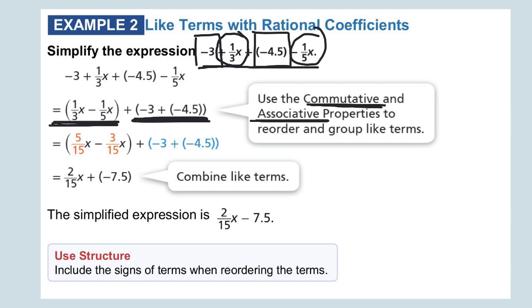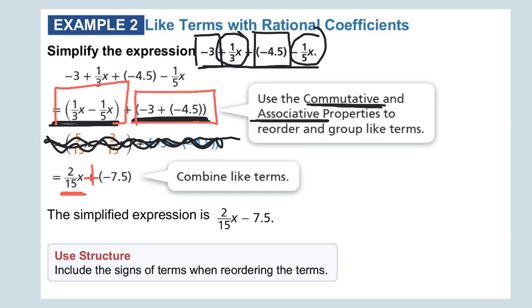And then I would suggest using your fancy calculator. We know how to use those fancy buttons. So when you put in 1/3 x minus 1/5 x, you will get 2/15 x. And when you plug this in, you will get -7 5/10. Those are perfectly fine separate. We are not going to combine them together. And we are done simplifying that expression.